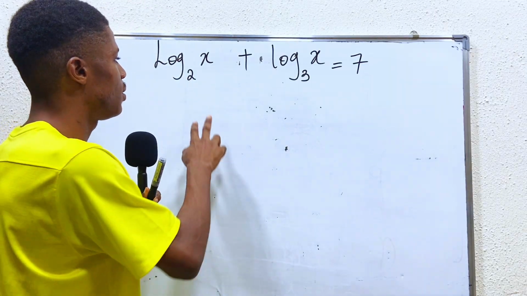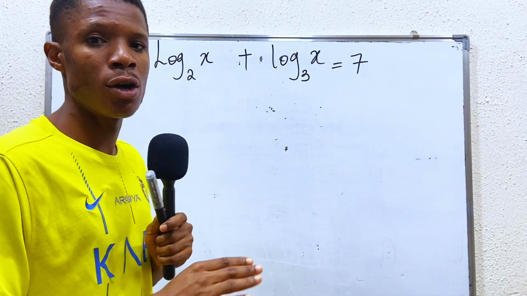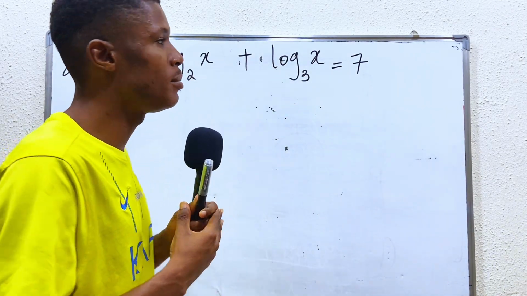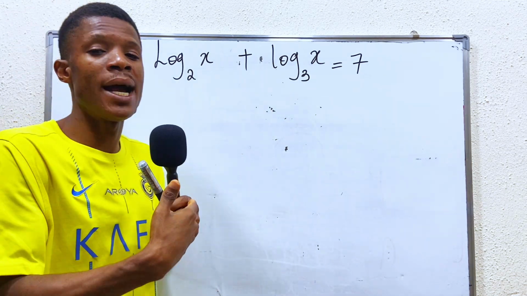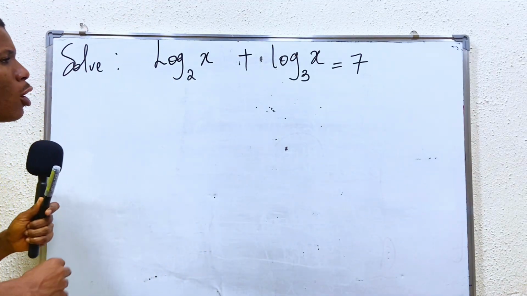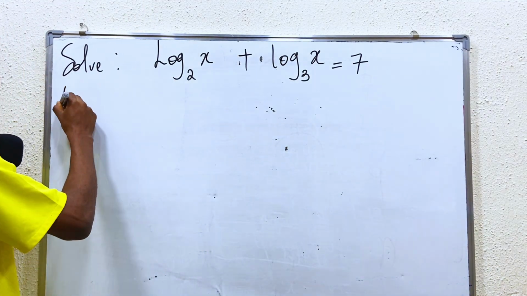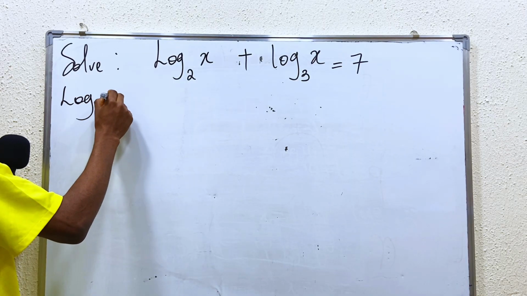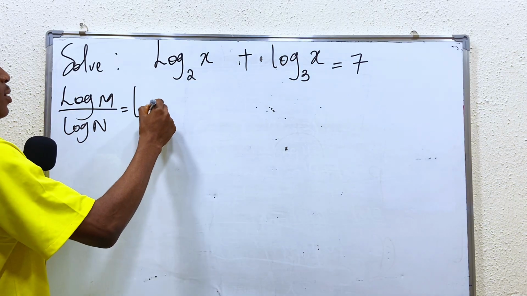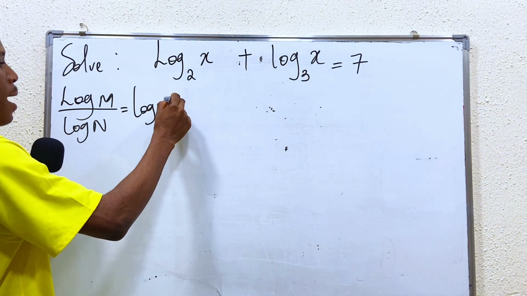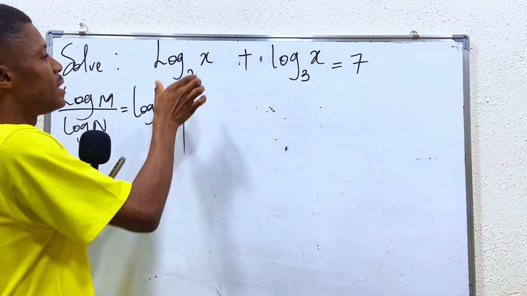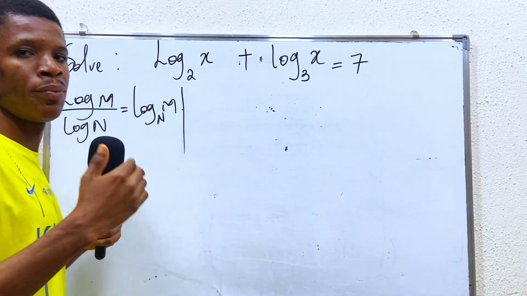First thing you observe is that this problem has logs of different bases, base 2 and base 3. In the laws of logarithm, if they are of the same base, we can combine the two logs, but they are of different bases. So we recall from the change of base formula that log m divided by log n can be written as log of base n of m. If this rule still holds, we can now write each of these logs to base 10.